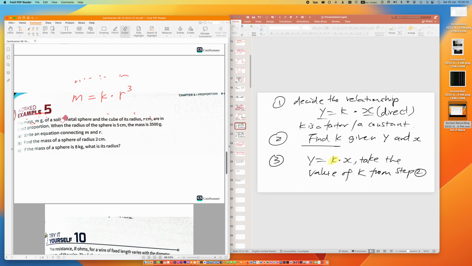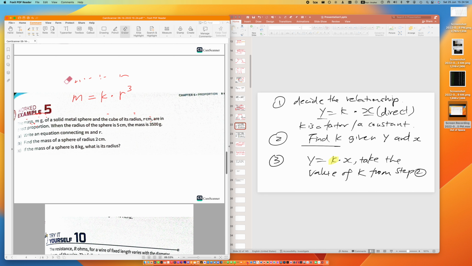Done? What's K? 28. Okay, good. So your third step is done already. Step 3. Over here it is y equals kx, but for this question it is m equals k times r cubed. What do you start with? K times... okay, yes. Then remember, take the value of k from step 2. Okay, good. So now answer the question.